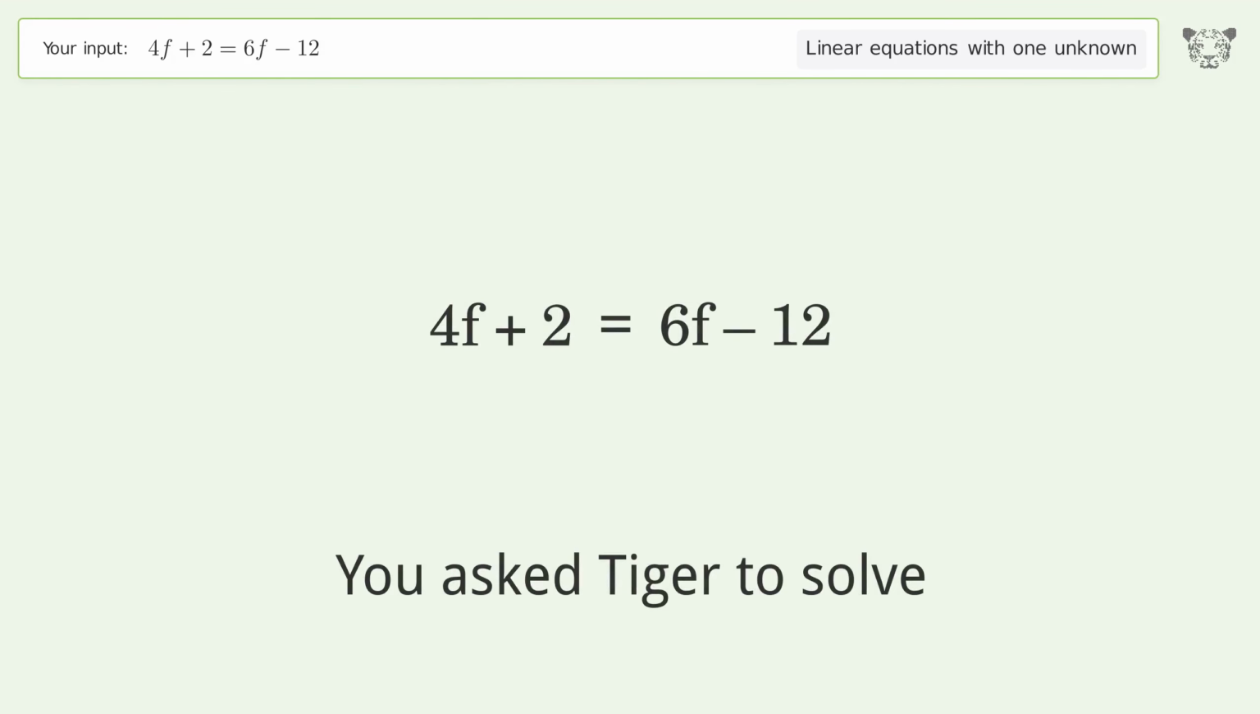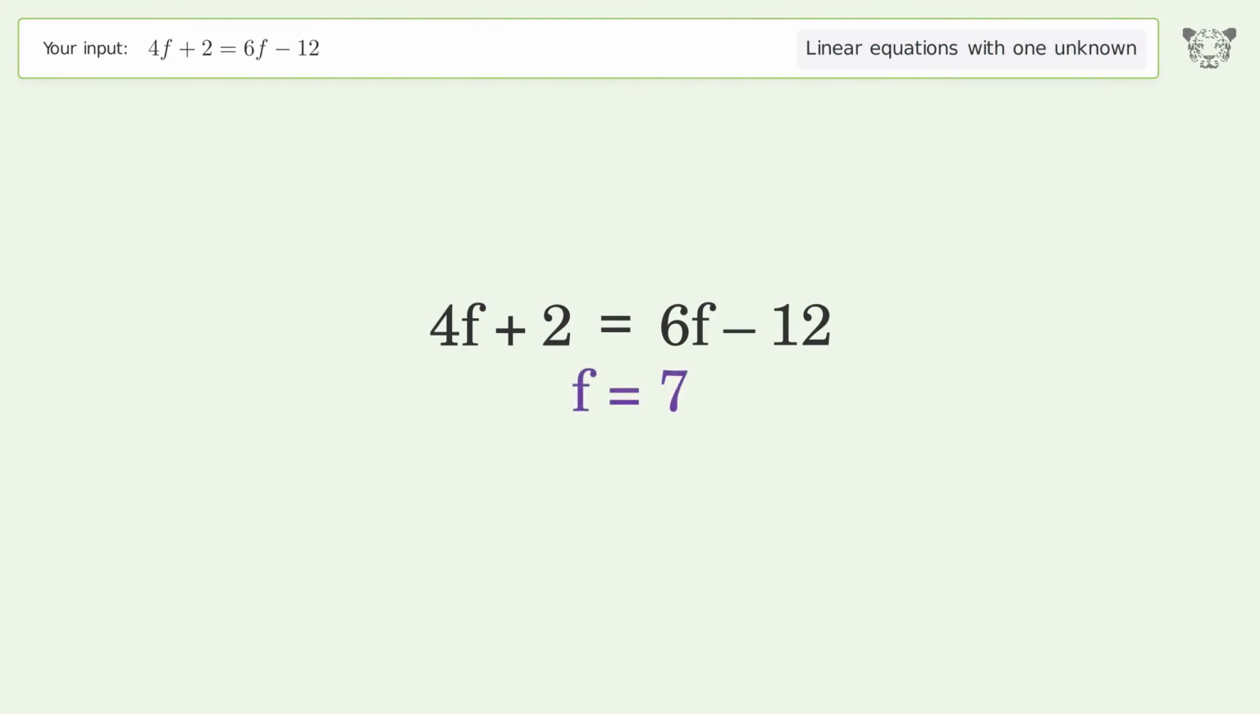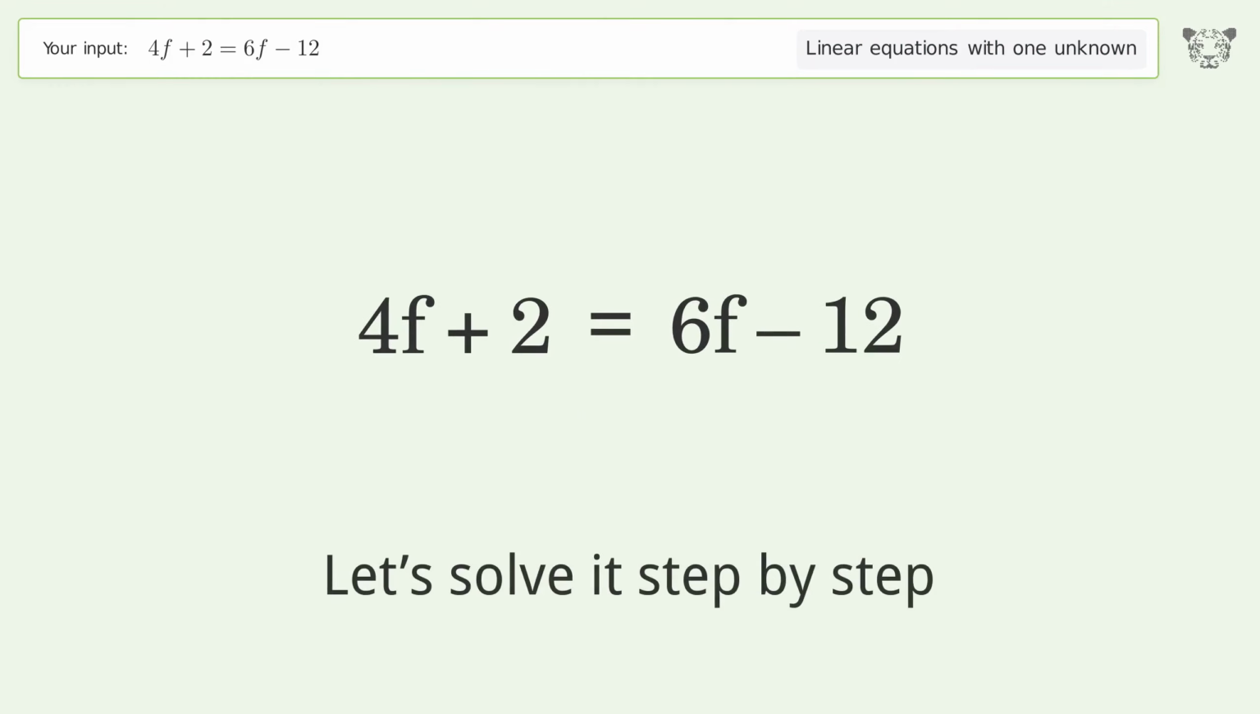You ask Tiger to solve this. This deals with linear equations with one unknown. The final result is f equals 7. Let's solve it step by step.